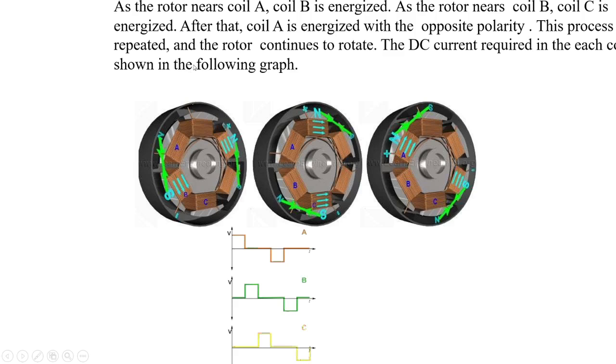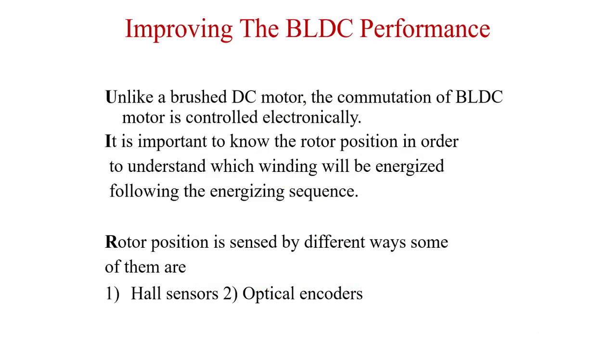Whenever the rotor is near coil A, coil B will be energized. Then when the rotor is near coil B, coil C is energized. After that, coil A is energized with the opposite polarity. This process will be repeated and the rotor will continue to rotate.